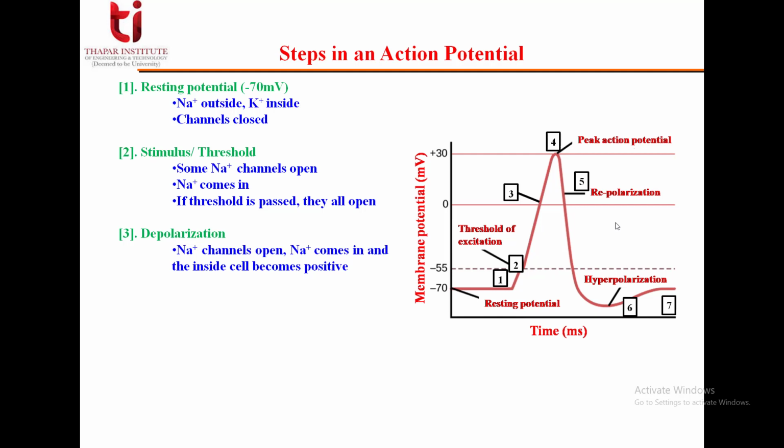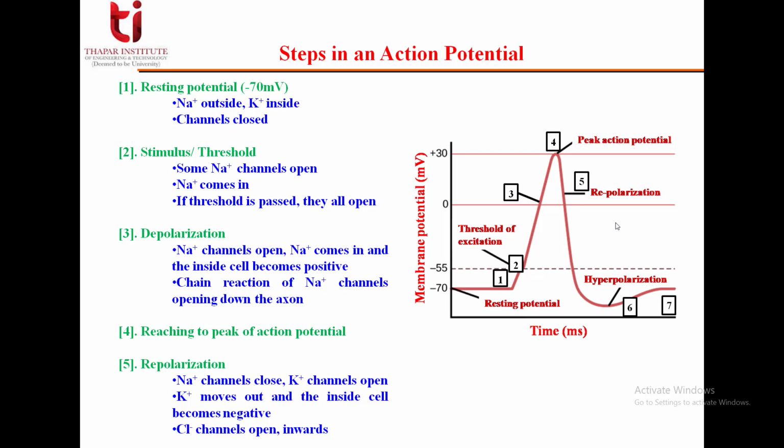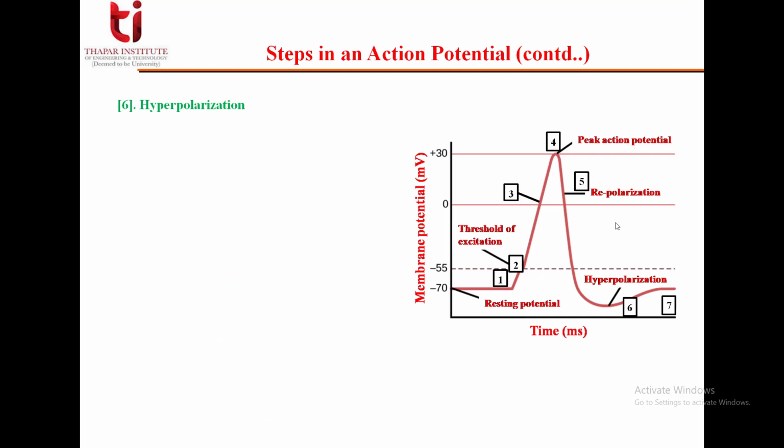And once it reaches the peak action potential, what will happen? The voltage will again start decreasing. In that case, chloride channels will open up. Sodium channels will be closed, potassium channels will be opened, potassium moves out, and the inside of the cell will become negative, and chloride channels can also be opened up. This process, which decreases the potential and takes it to the negative side, is repolarization. And what is hyperpolarization?